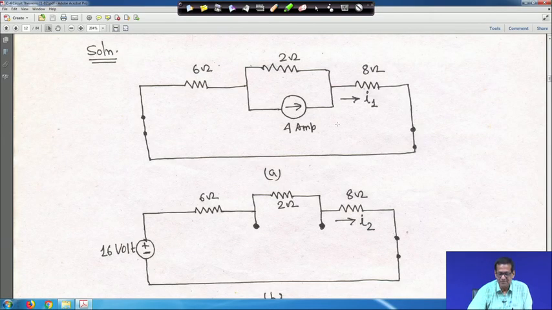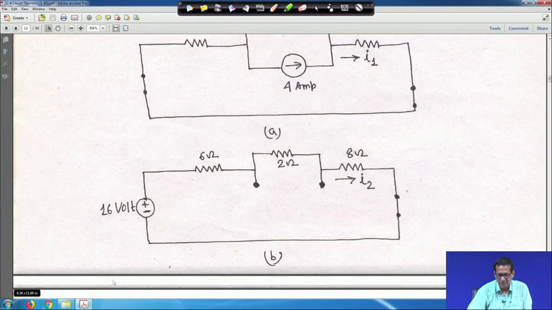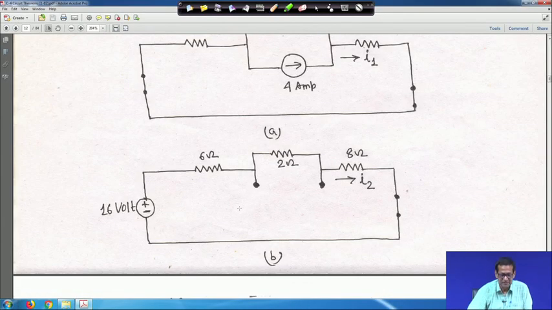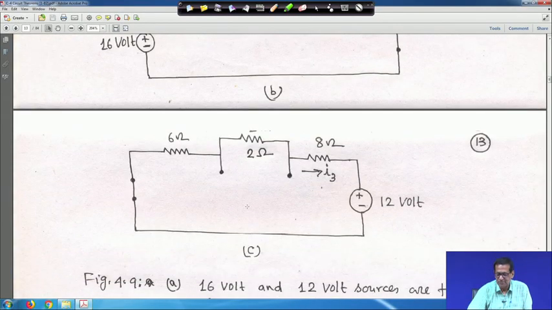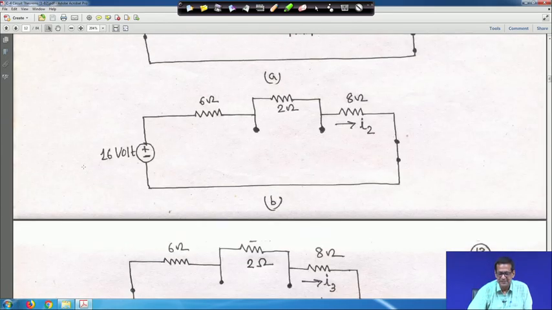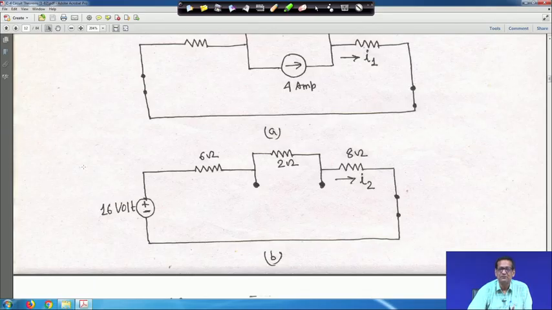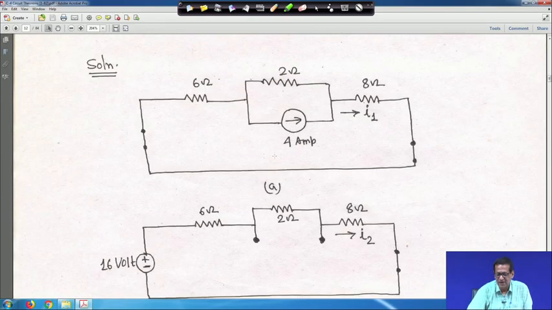Similarly, when the 16 volt source is taken, the current source is open and the other voltage source is shorted. Similarly, for the third one, the 12 volt source is there, the current source is open and the other voltage source is shorted. So, this way, one source at a time, the rest will be turned off. Very simple here. I 1 is equal to, right.